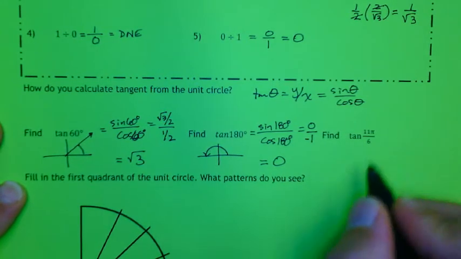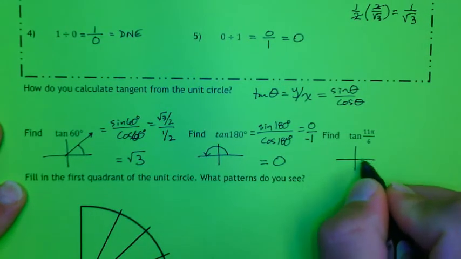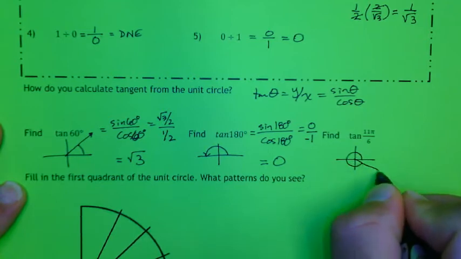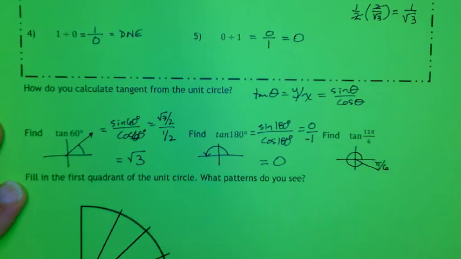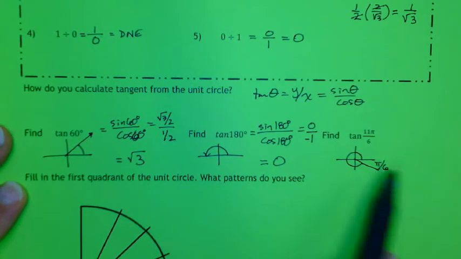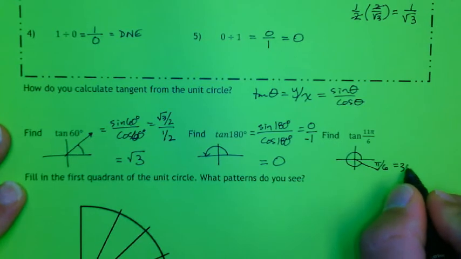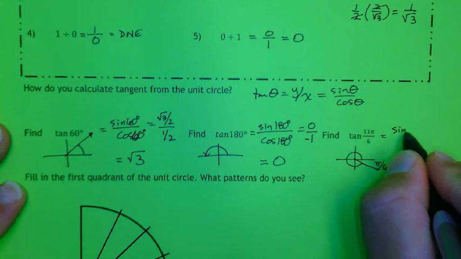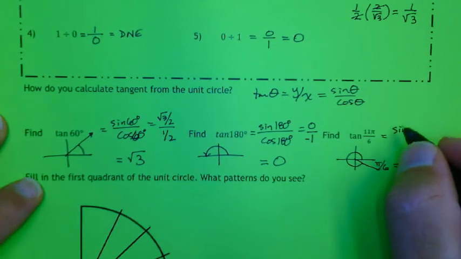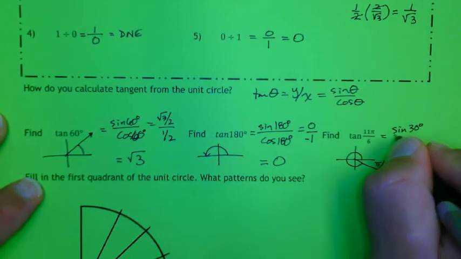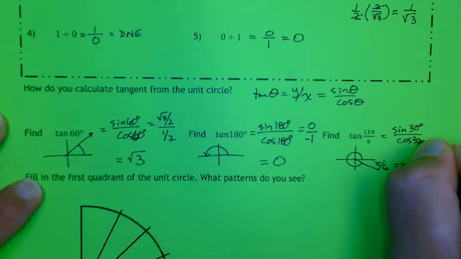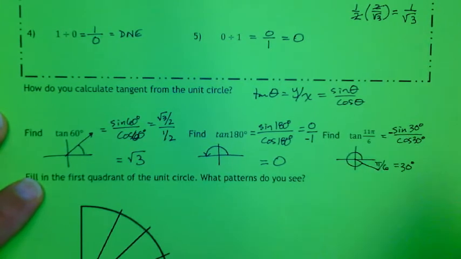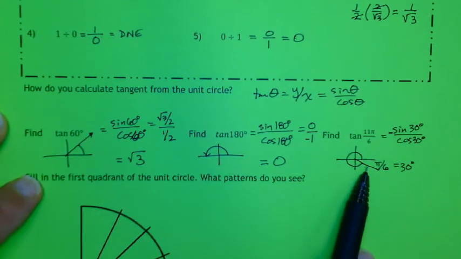And then the tangent of 11 pi over 6. 11 pi over 6 is in the fourth quadrant. Reference angle of pi over 6. So here I am, fourth quadrant, reference angle of pi over 6. Pi over 6 is 30 degrees. Right? So I know that this is going to be the same as the sine of 30 degrees all over the cosine of 30 degrees. Right? But of course, negative, because the tangent in this quadrant is negative.